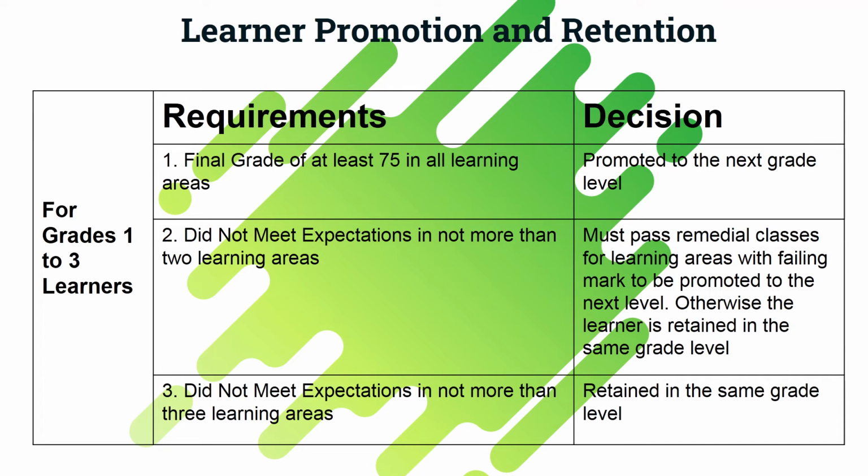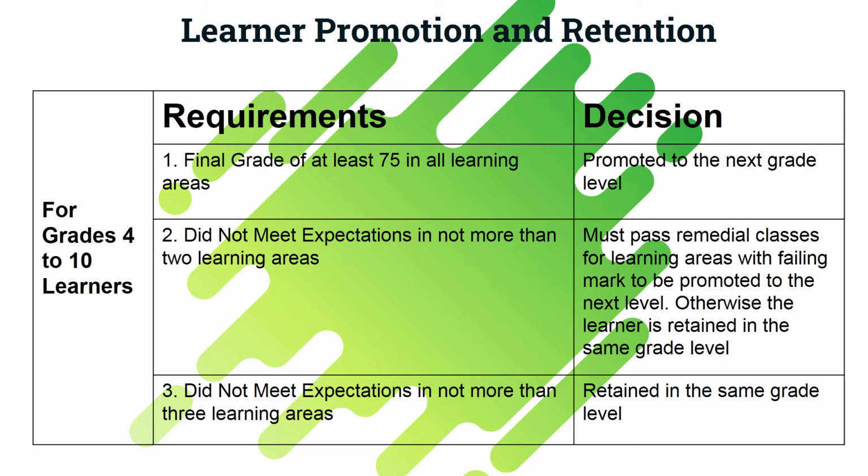The second requirement: if a student did not meet expectations in not more than 2 learning areas, the student must pass remedial classes for learning areas with a failing mark to be promoted to the next level. Otherwise, the learner is retained in the same grade level. Third, did not meet expectations in more than 3 learning areas. The decision is to remain in the same grade level.